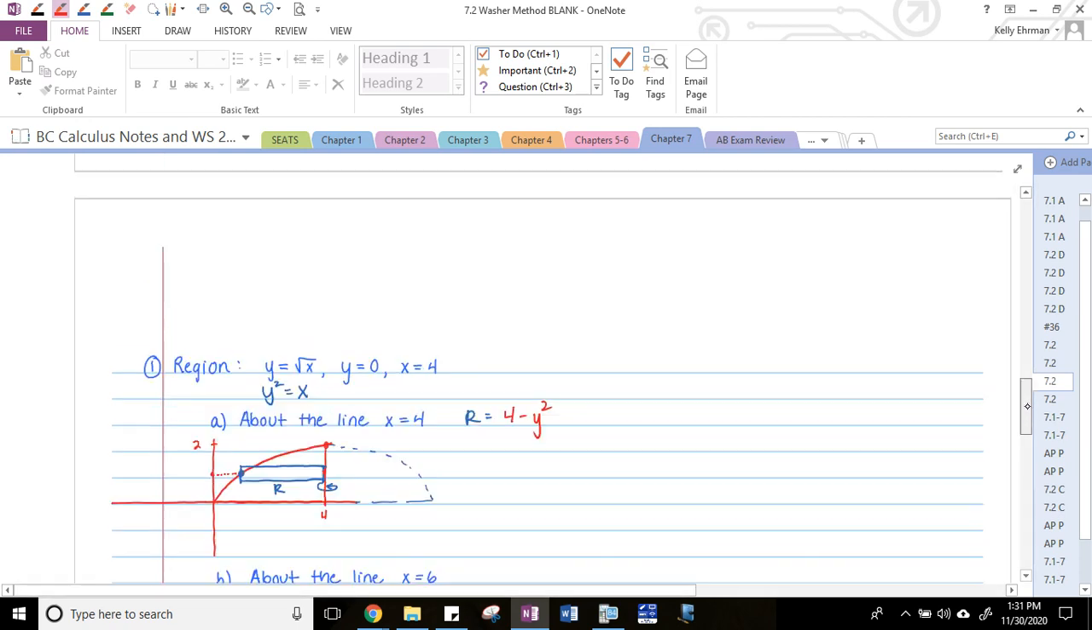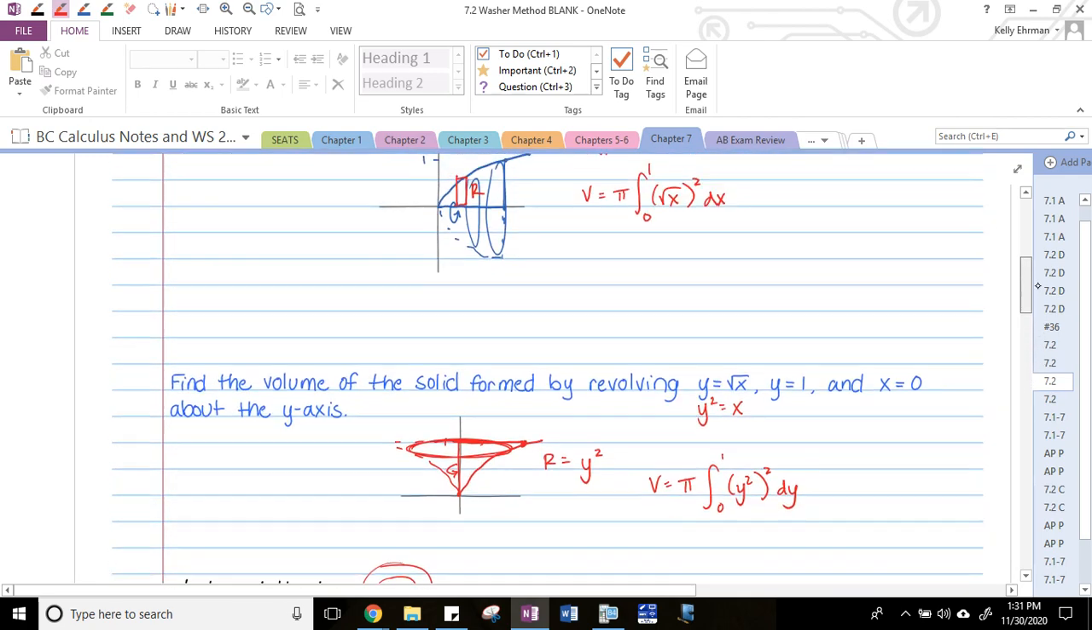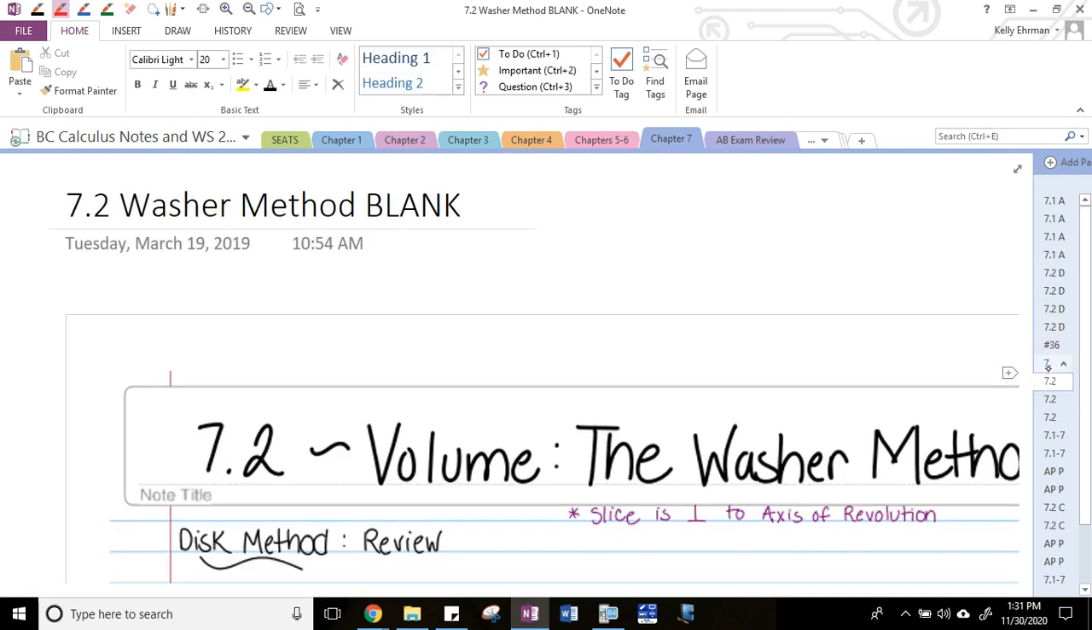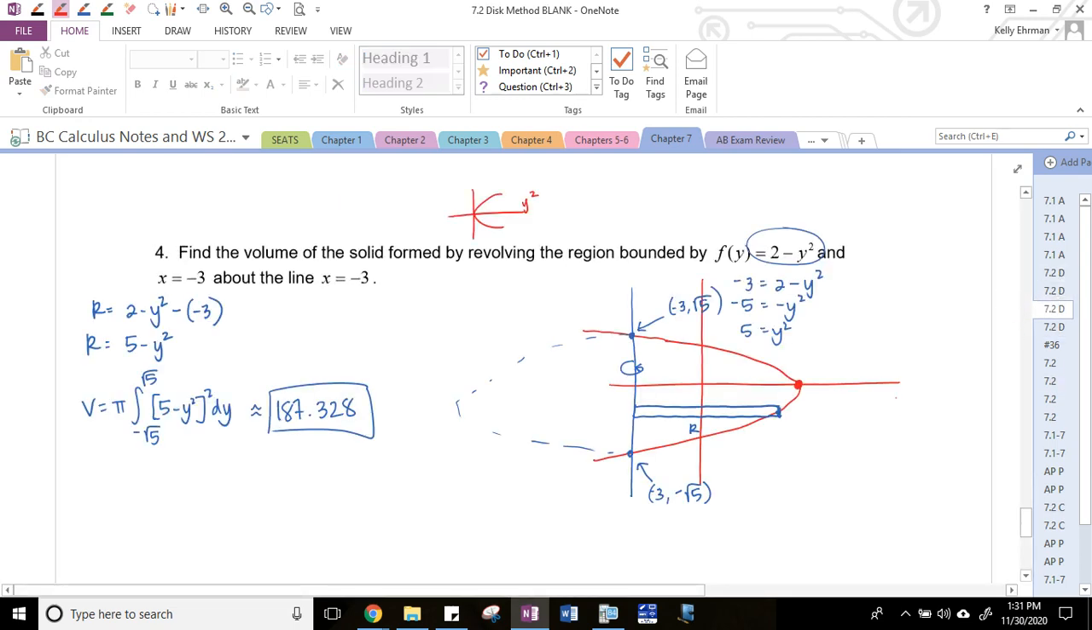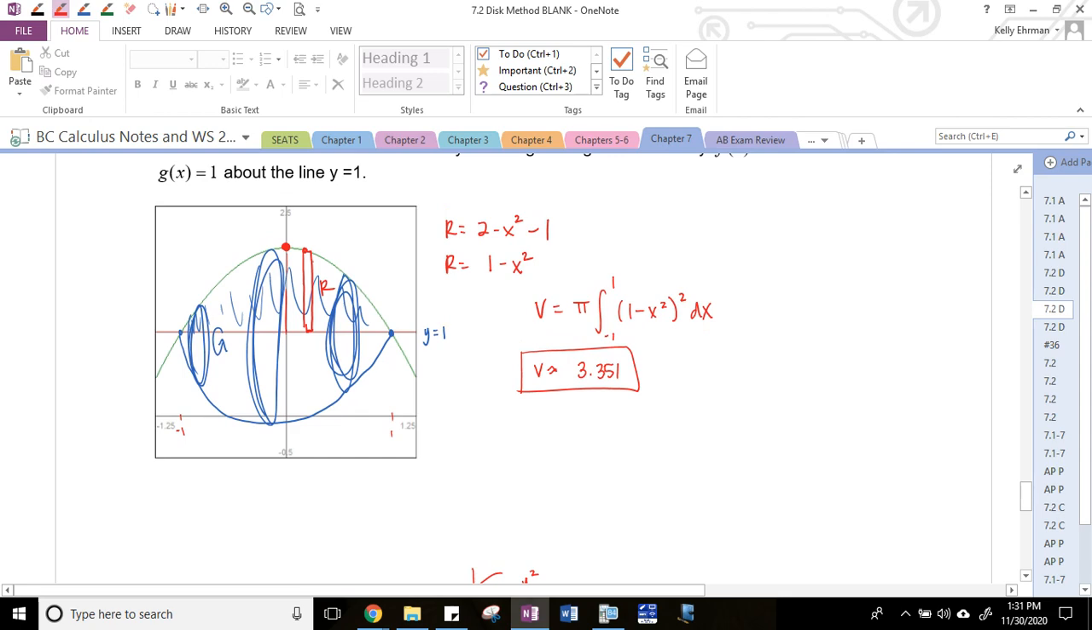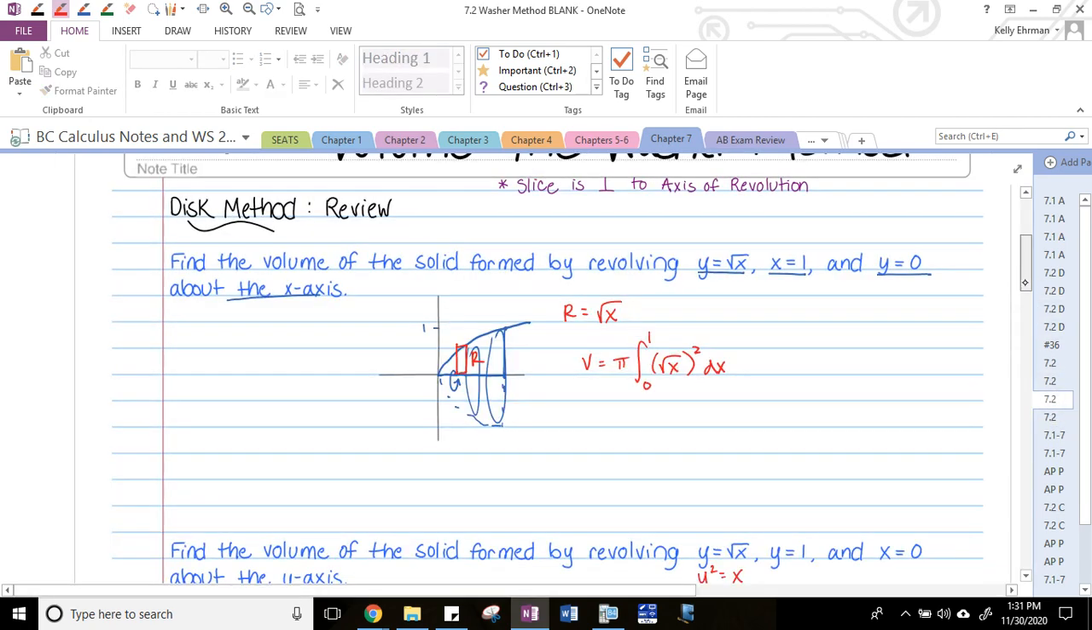And let's go back to the other horizontal one we did. Oh, sorry, that was on a previous day's notes. Let's see. But yeah, back here. Here, when I did the 2 minus y squared minus negative 3, that was because 2 minus y squared is on the right and negative 3 is on the left. So when you're coming up with this r for a horizontal, it's right minus left. When you're coming up with r for vertical, it's top minus bottom. I should have said that yesterday. Hopefully I did if we were in class.